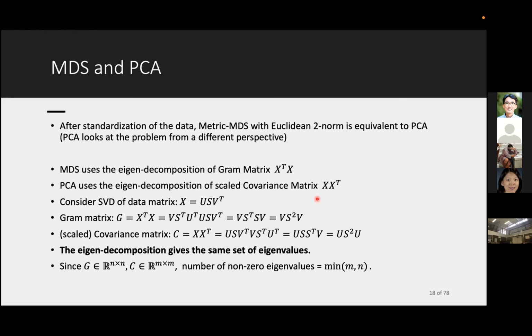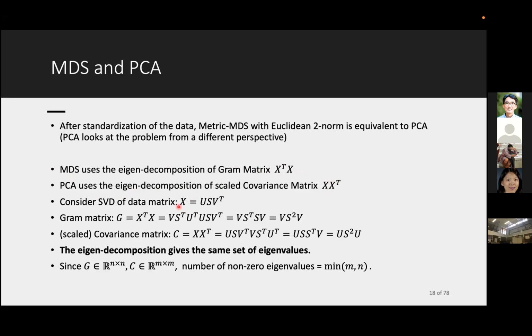So here, I just want to talk about the relationship between MDS and PCA. PCA is something that we are very familiar with. You can look at PCA from multiple different perspectives. The easiest one is probably to find a linear subspace of your covariance matrix such that you can project your data onto it. So with PCA, you basically end up solving an eigen decomposition problem with the covariance matrix. With MDS, you're solving a problem with respect to the gram matrix. And these two look very similar.